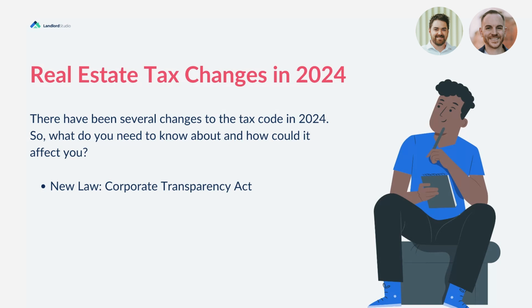If it's formed after January 1st, 2024. If it was formed prior to January 1st, 2024, then you actually have until the 1st of January 2025. So you have a year to get those filed. And if you do not do it, there are penalties. I think the penalties could be up to $500 a day, if I'm not mistaken. So it can be hefty. So you want to make sure you get those in.